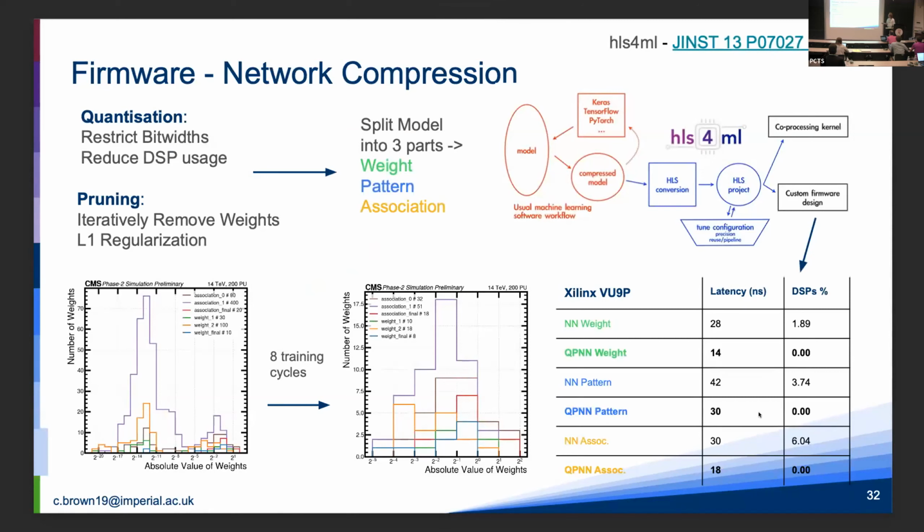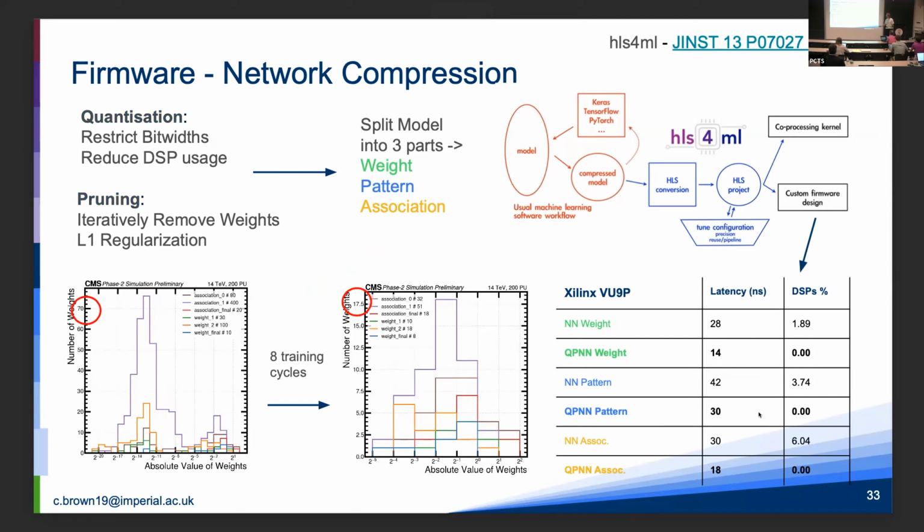So in terms of the actual firmware itself, we have to do a couple of things to make sure that our networks are nice and small. One of the things we do is something called quantization, and this restricts the bit width of your network when training. So instead of using 32-bit numbers, we use 5-bit numbers. We also use a technique called pruning. So this is iteratively removing weights as you train to try and reduce them down.